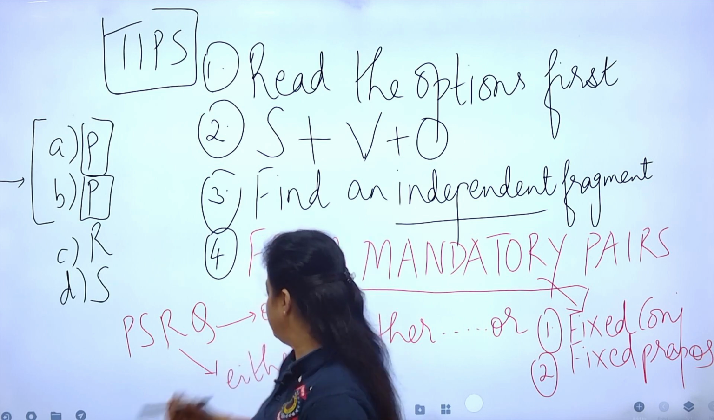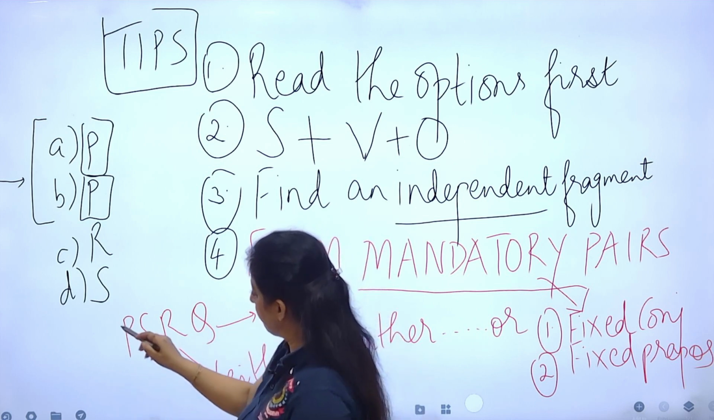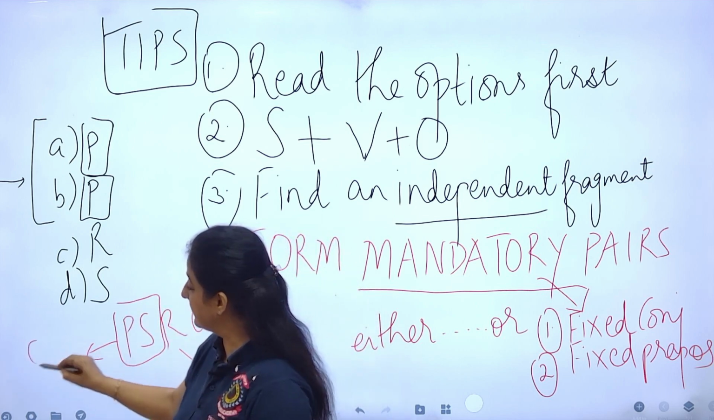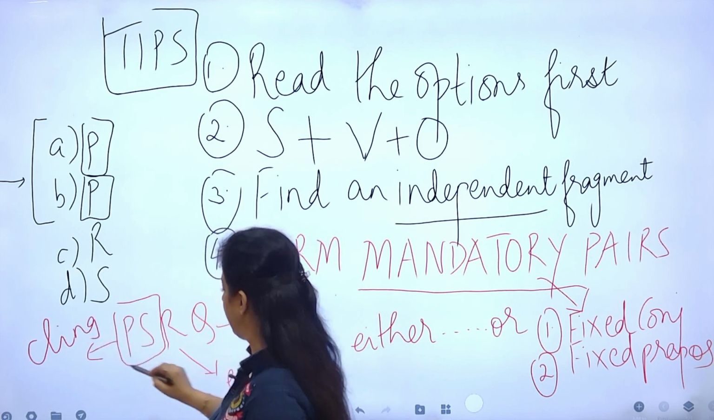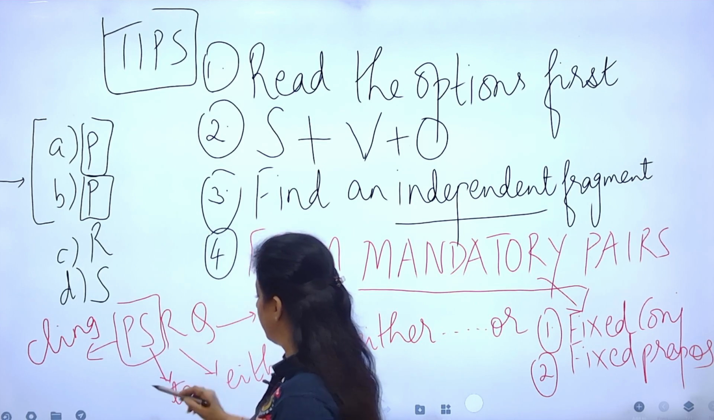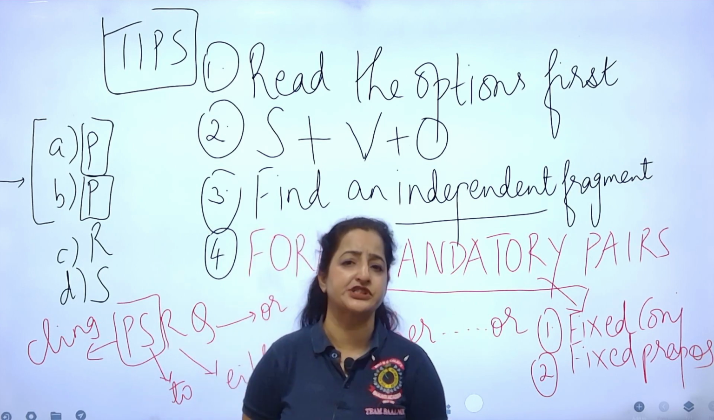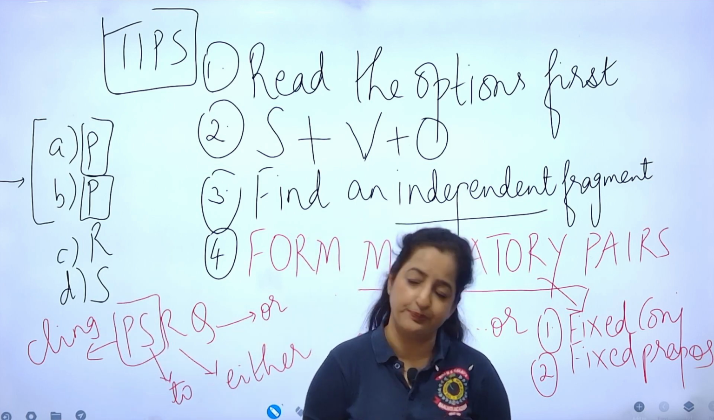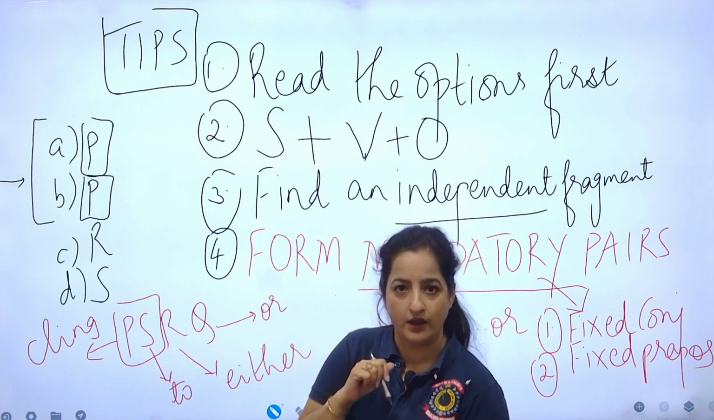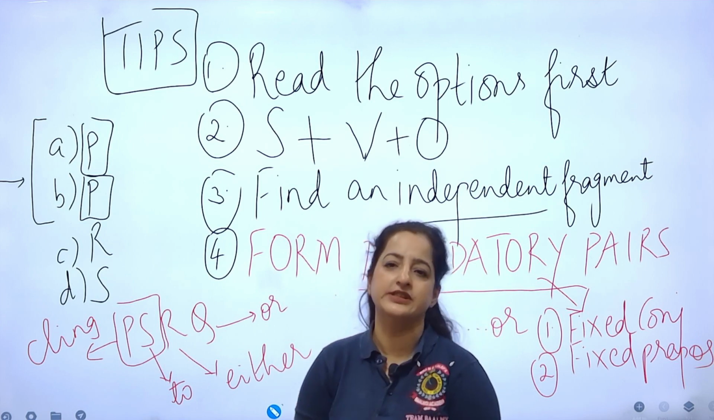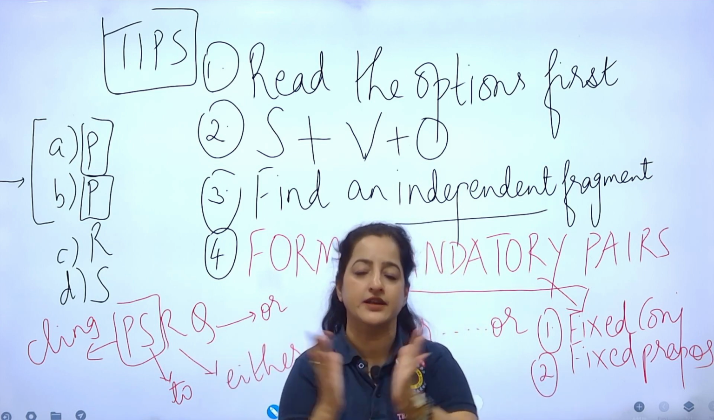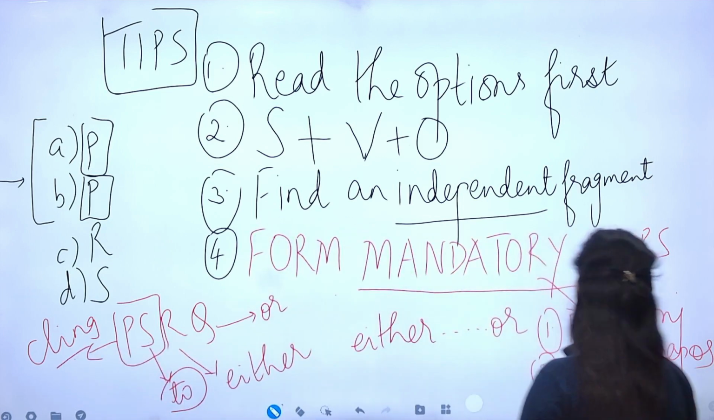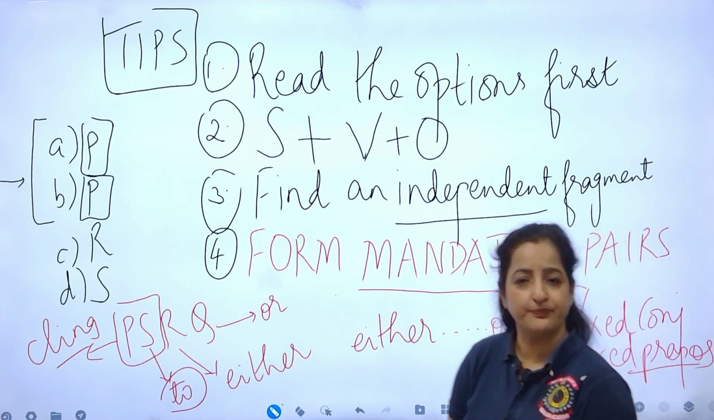For example, let's say in P it is written cling, C-L-I-N-G, and in S it is written to. So we know after cling we always use to. Many people cling to their past. Cling is chipakna. A lizard clings to the wall. A little child could cling to his mother. Iron clings to a magnet. So cling के बाद to ही आता है. It's a fixed preposition, right?